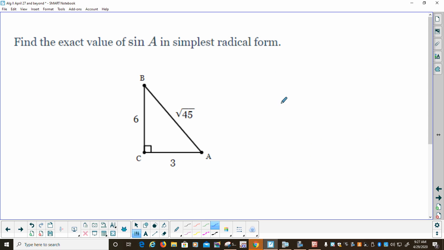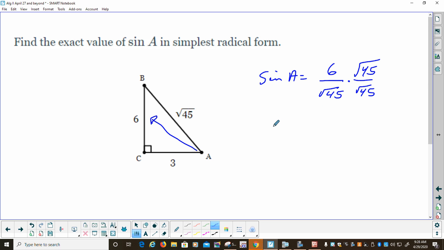Okay. Find the sine of A. Sine would be the opposite side over your hypotenuse. So the sine of A is your opposite over your hypotenuse. We got the square root in the bottom. So just like the last problem, I'm going to multiply the top and bottom by the square root of 45. So that gives me 6 square roots of 45 over 45.